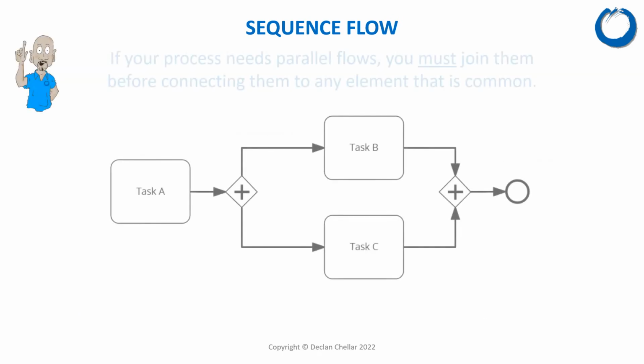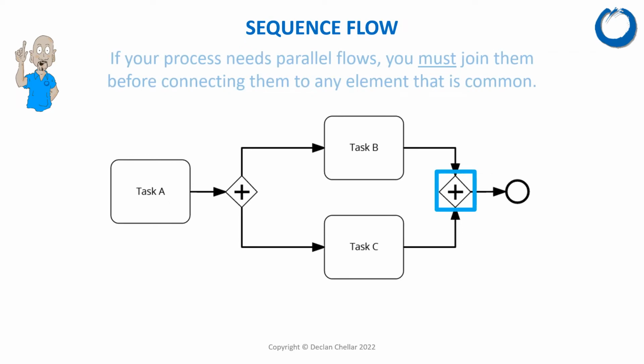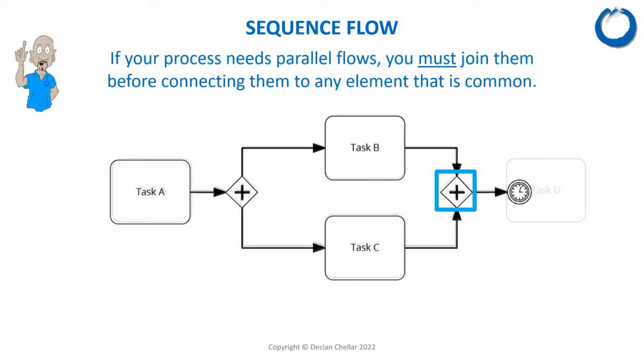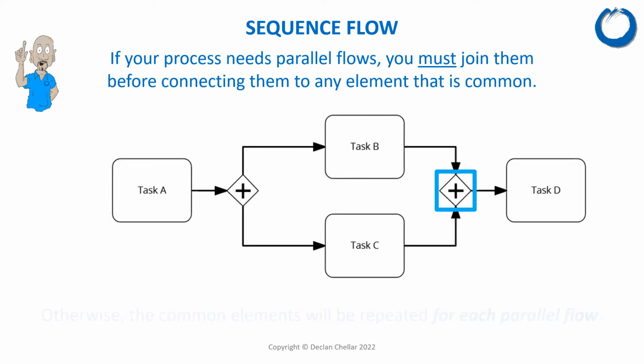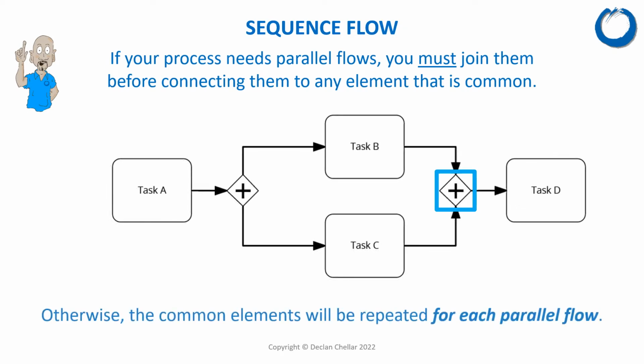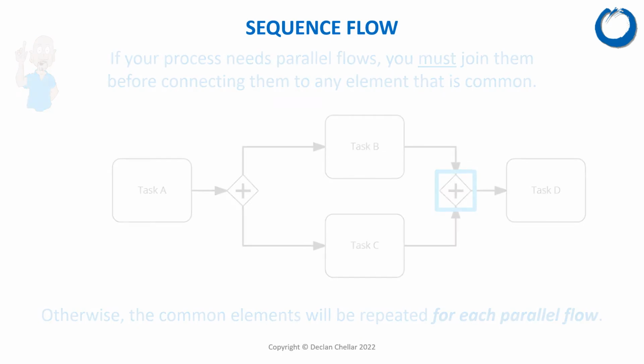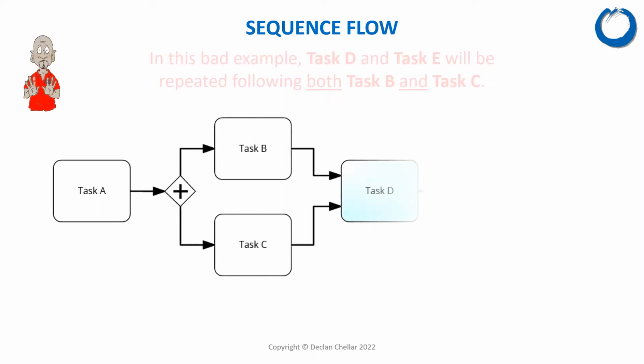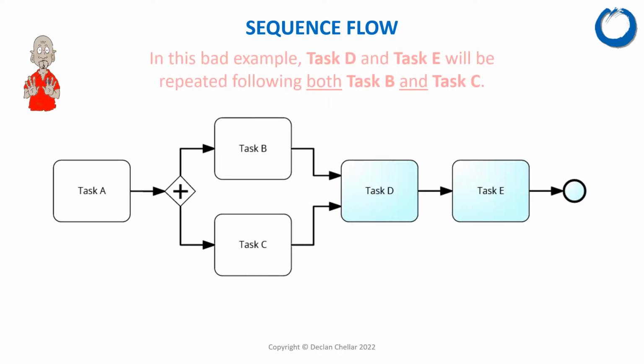If your process needs parallel flows, you must join them before connecting them to any element that is common. Otherwise, the common elements will be repeated for each parallel flow. In this bad example, task D and task E will be repeated following both task B and task C.